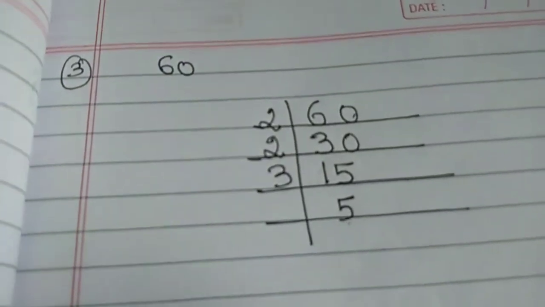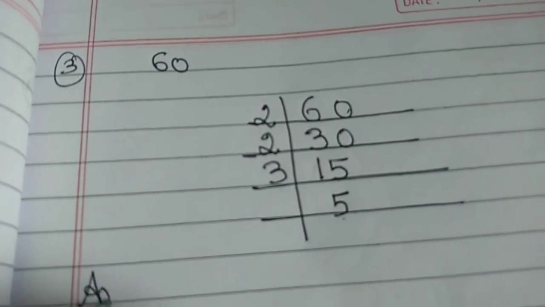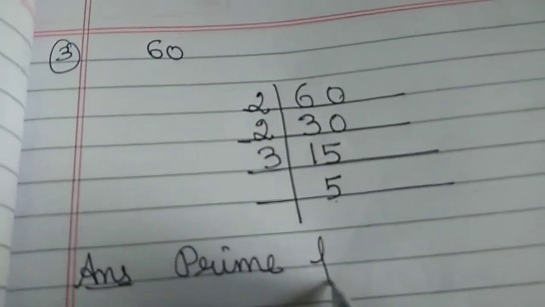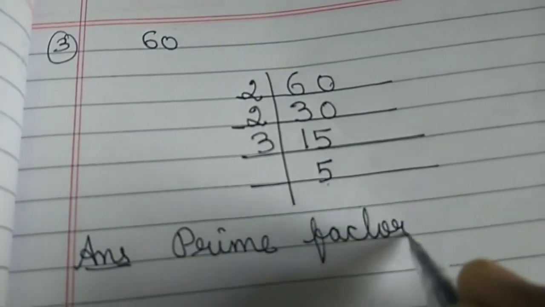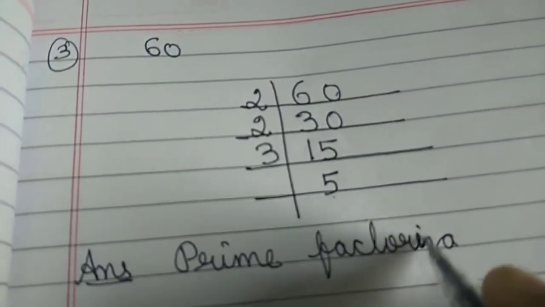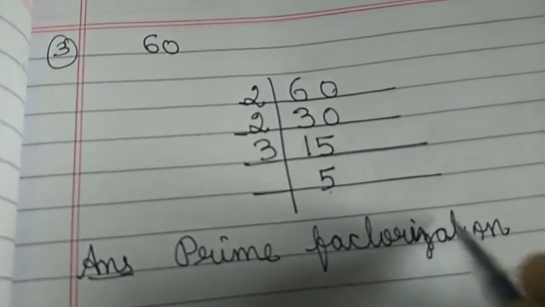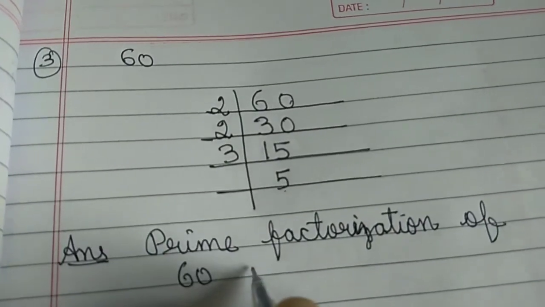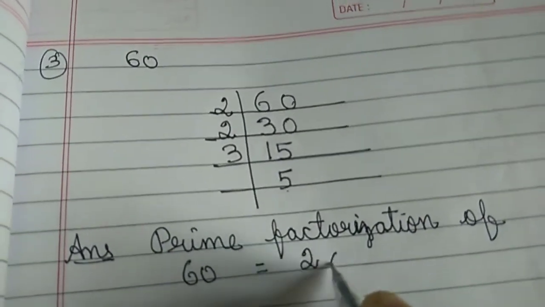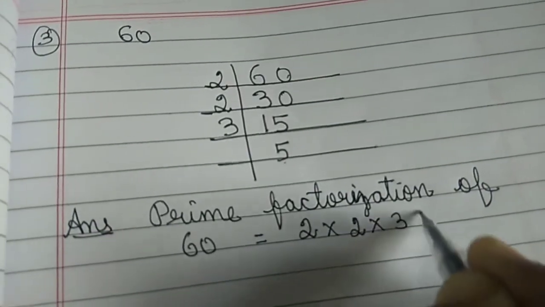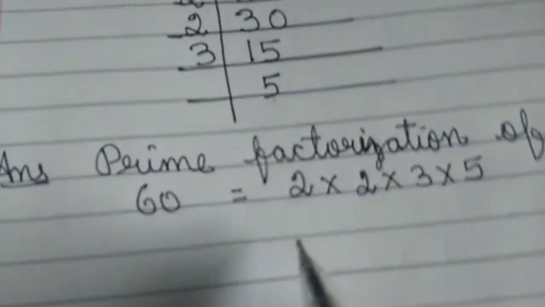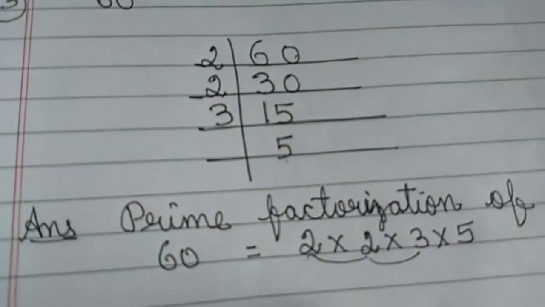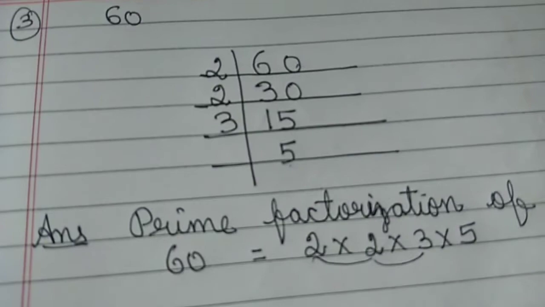So after 5 you can't multiply. So what's the answer? Prime factorization of 60 is equal to what will come, children? 2 into 2 into 3 into 5. So when you multiply, 2 2s are 4, 4 3s are 12, 12 5s are 60. Now the answer is correct.